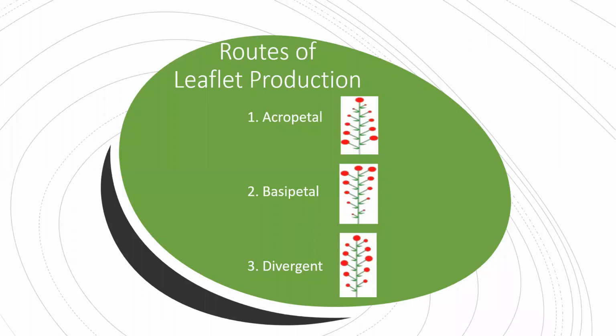The second is basipetal, which is the opposite of acropetal, and leaves are developing or opening in succession from the apex to the base. Younger leaflets are found at the base, while more mature leaves are at the tip. The third one is divergent, when leaflet development occurs at both ends without specific succession of production. So younger leaflets will be found near the tip and the base.